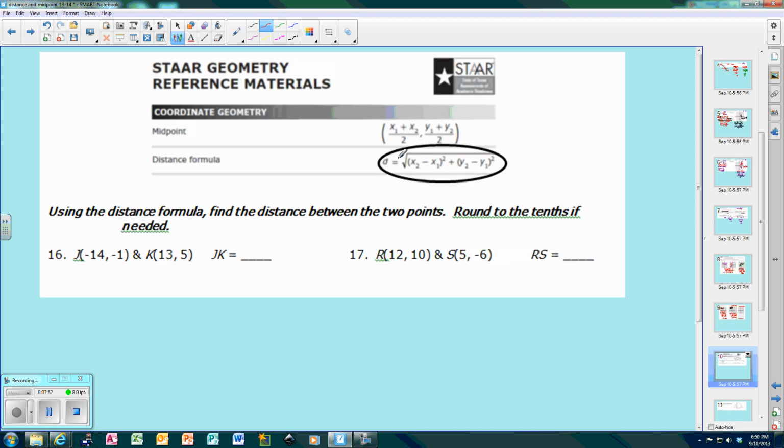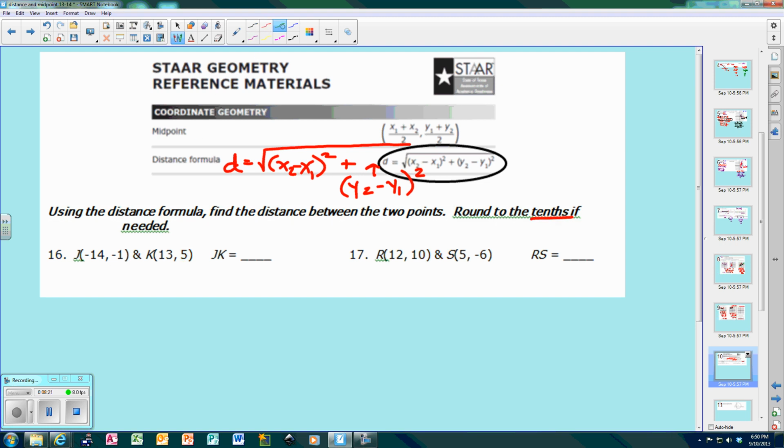So here's the distance formula. It's on your formula chart. I'm going to rewrite it because this is kind of blurry. So the distance is the square root of x2 minus x1 squared plus y2 minus y1 squared. And that goes in there. So using the distance formula, find the distance between these 2 points. Round to the nearest tenth. So we'll round to 1 decimal place if we need to.